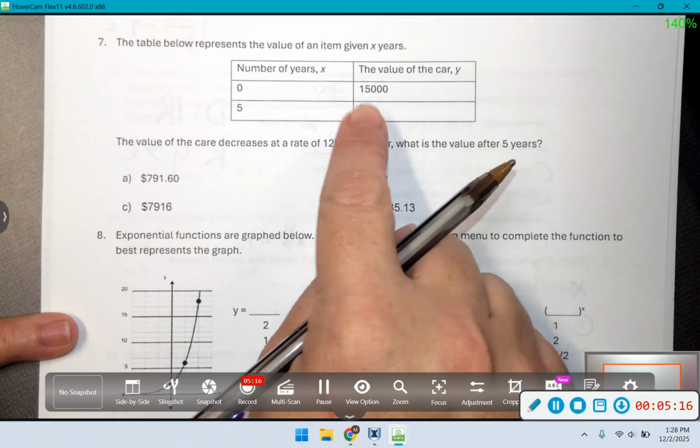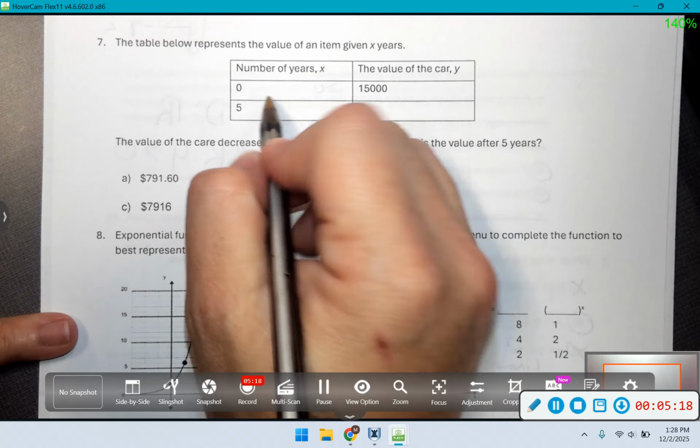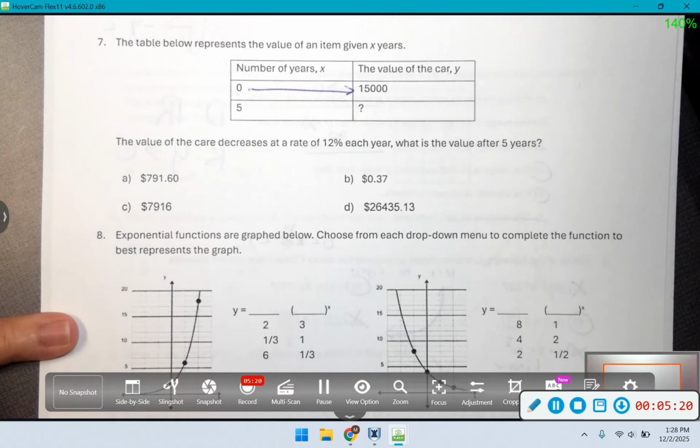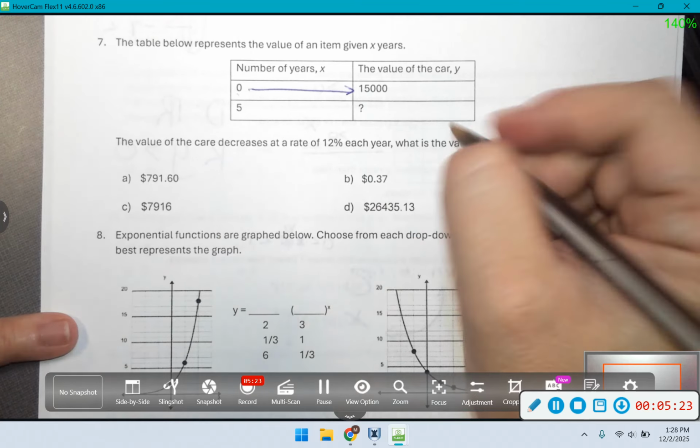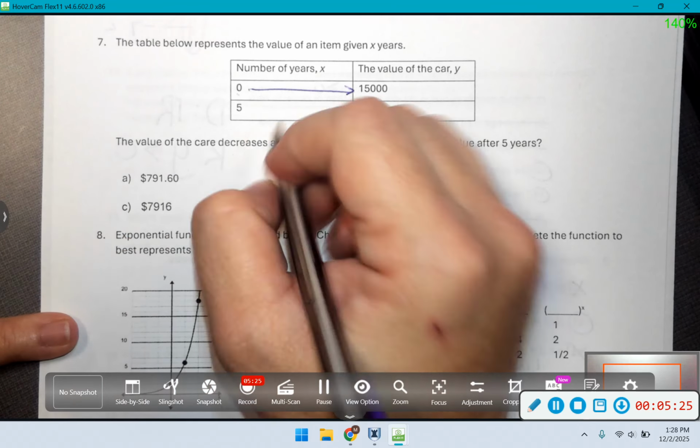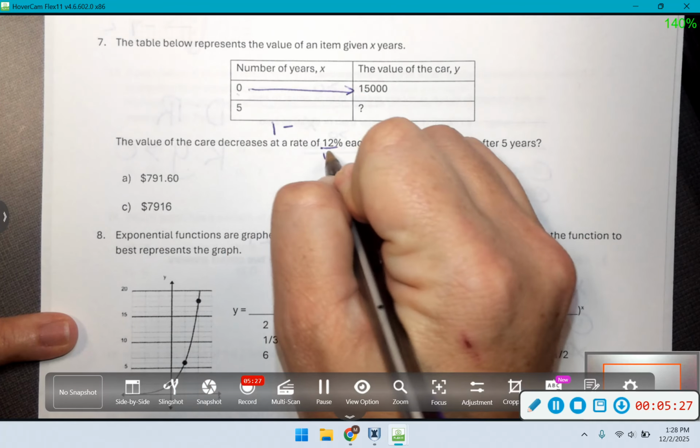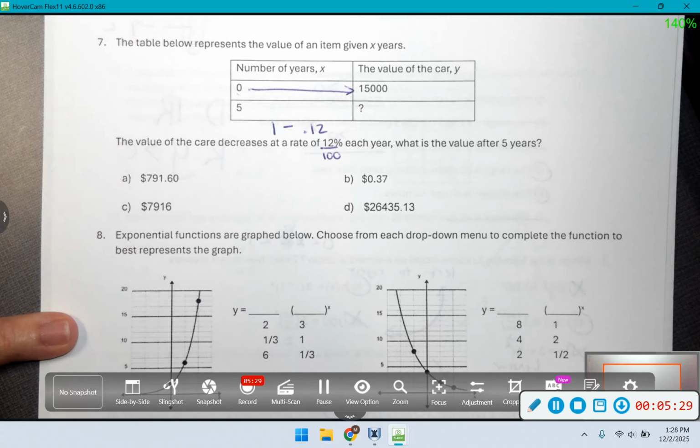I don't have this second point. That's what I'm looking for. But it does give me my starting point, and I know it's my starting point because x is 0. So it also gives me, it decreases, so 1 minus 12%, which is 0.12.